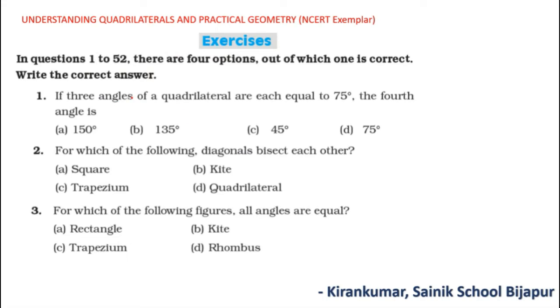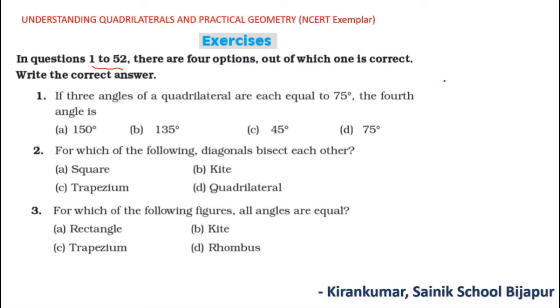In this exercise, question 1 to question 52 are objective type. We need to select the correct one. First question in this: if 3 angles of a quadrilateral are each equal to 75 degrees, the fourth angle is... we must know the angle sum property in a quadrilateral.